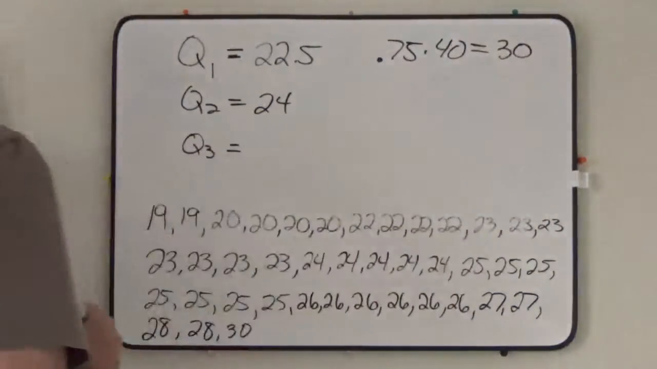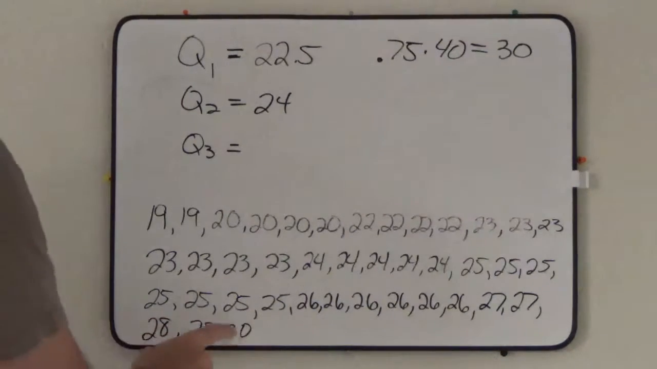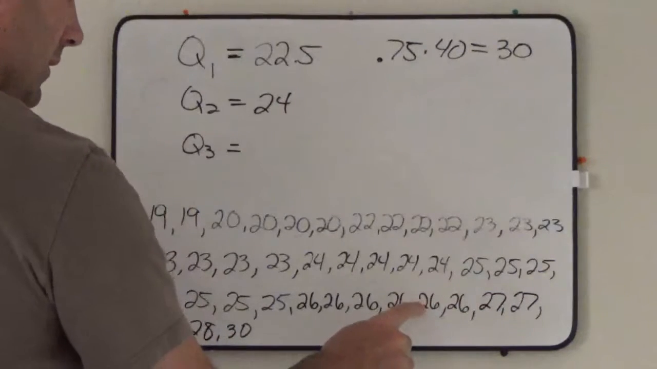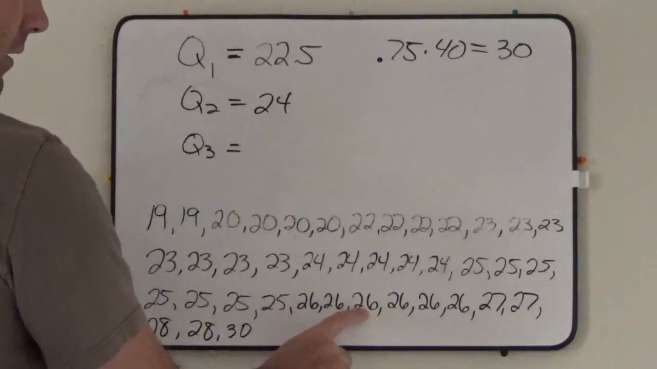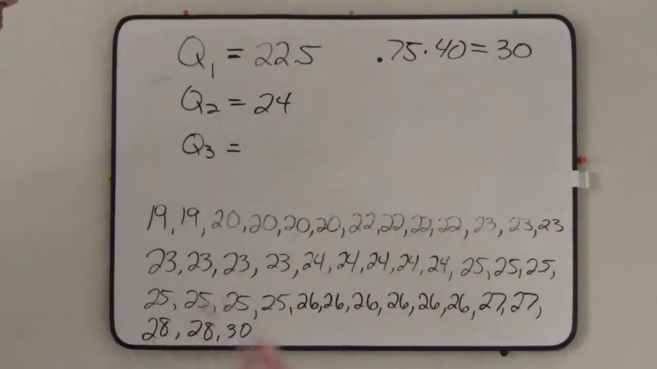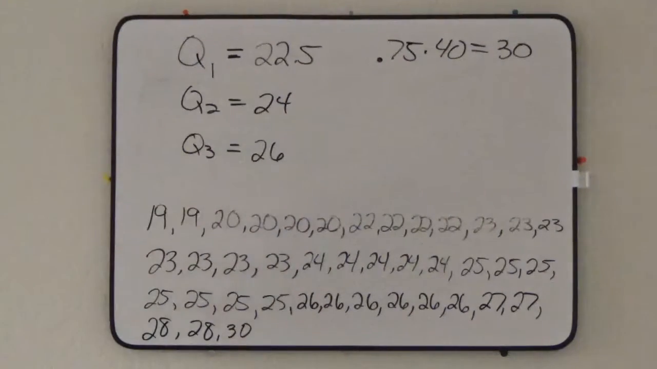Now, remember that that means that we need the 30th term and the 31st term because it's a whole number. So the 30th term, I'm going to just count backward here. 1, 2, 3, 4, 5, 6, 7, 8, 9, 10. The 30th term is 26. The 31st term is 26. If you add those together and divide by 2, you're going to get 26. So that would be 26.